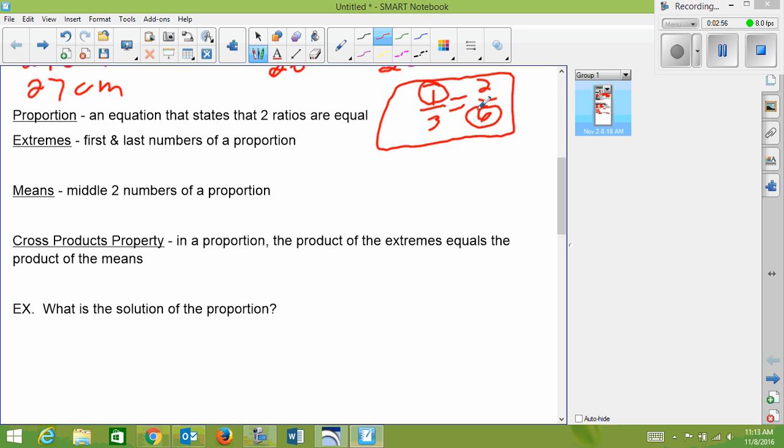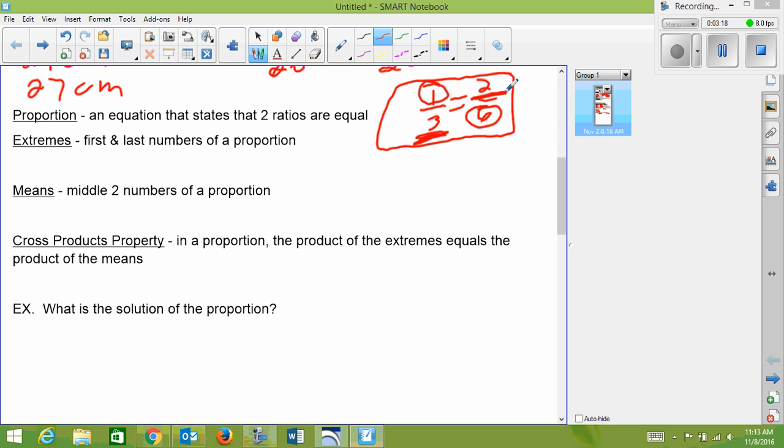The means are the middle two numbers. So the means of the proportion that I just wrote would be the 3 and the 2. Cross products property. In a proportion, the product of the extremes equals the product of the means. Crisscross applesauce is what I taught you in 7th grade for solving proportions.